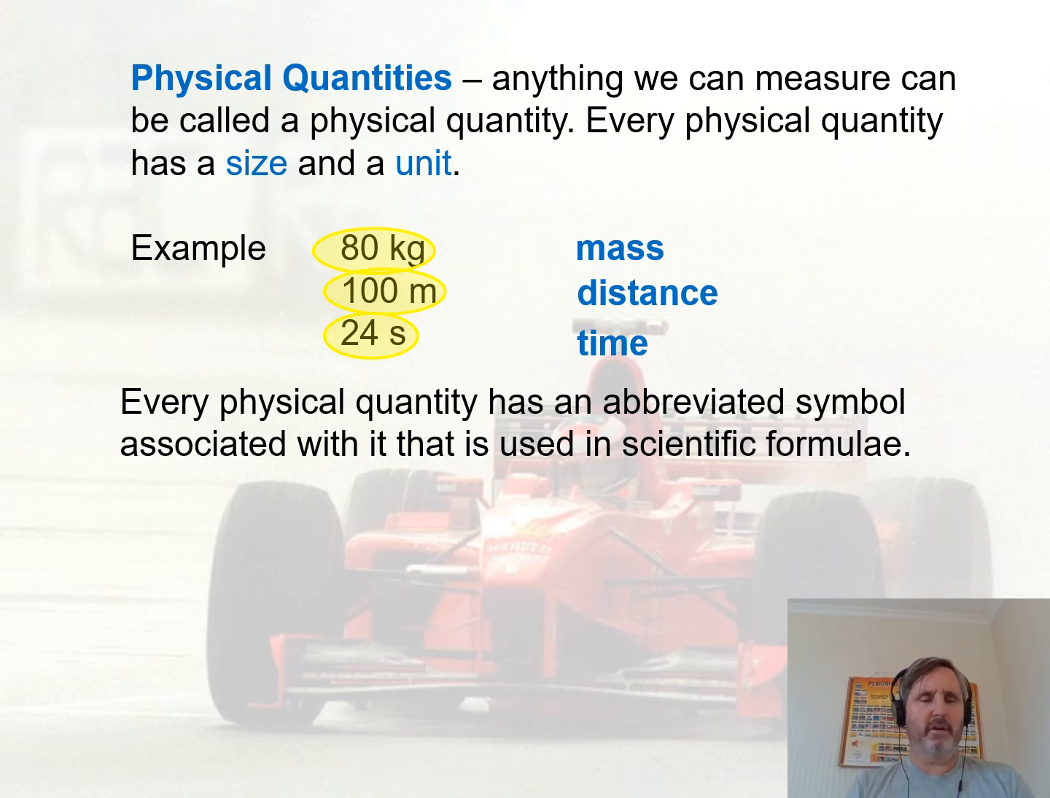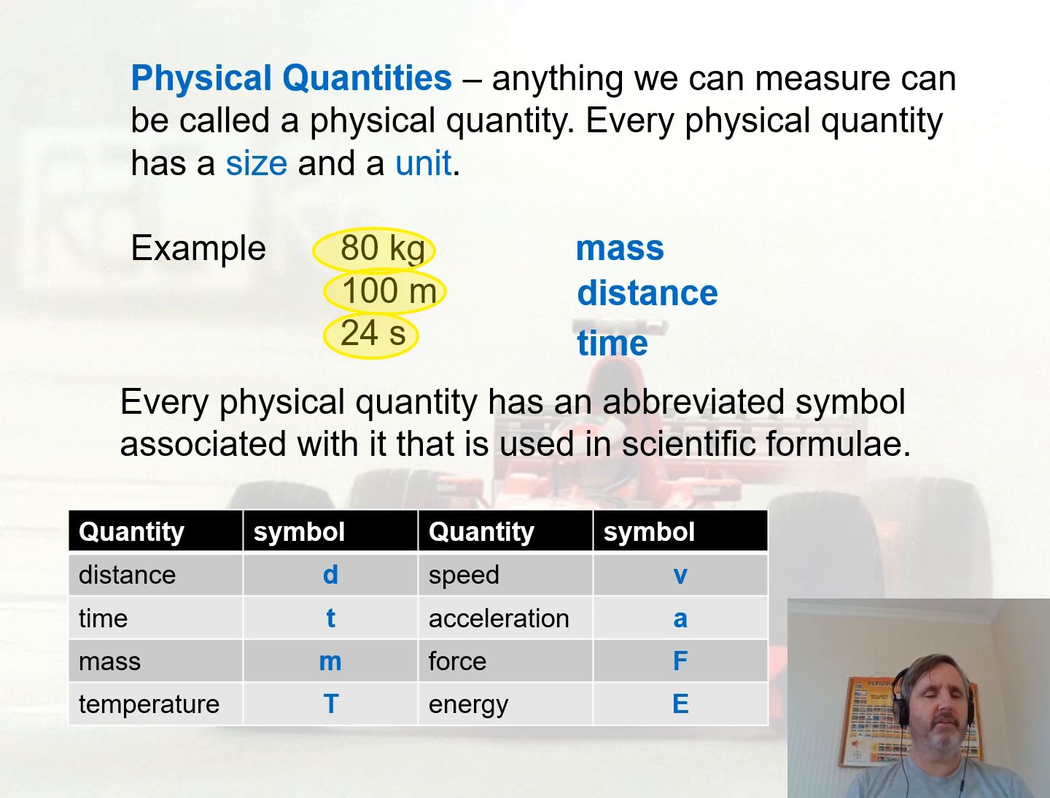Every physical quantity, whether it's mass, distance or time, also has a symbol that is an abbreviation for it that we use in place of saying distance. So we can see down here that distance, its symbol is D. And then we've got symbols for time, mass, temperature, speed, acceleration, force and energy. They all have their abbreviated symbol.